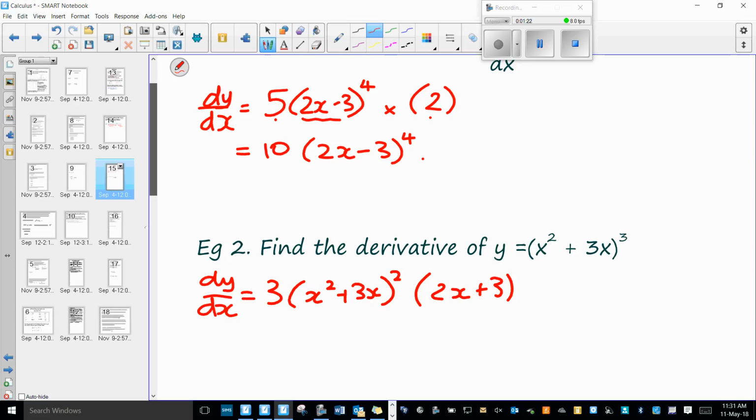There's no easier, no simpler way to multiply this bracket here by 3. If you wanted to write 6x + 9 and then have this bracket to the power 2, you could. But as I say, it wouldn't be classed as simpler, and so you wouldn't have to do that.